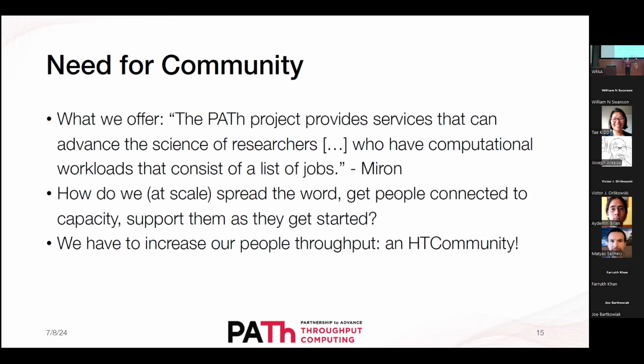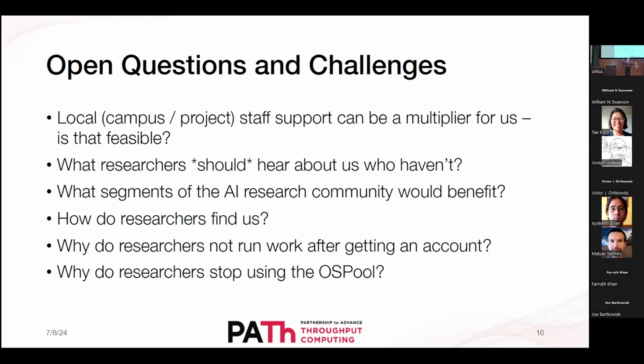There are a lot of people in this room that just raised their hands, but outside this room, there are not a lot of experts in what we do in high throughput computing. Everybody you just saw is really the core of that knowledge, and we have to increase our throughput if we're going to have as broad an impact as possible. So we do need, both literally and figuratively, a high throughput community to make those things possible.